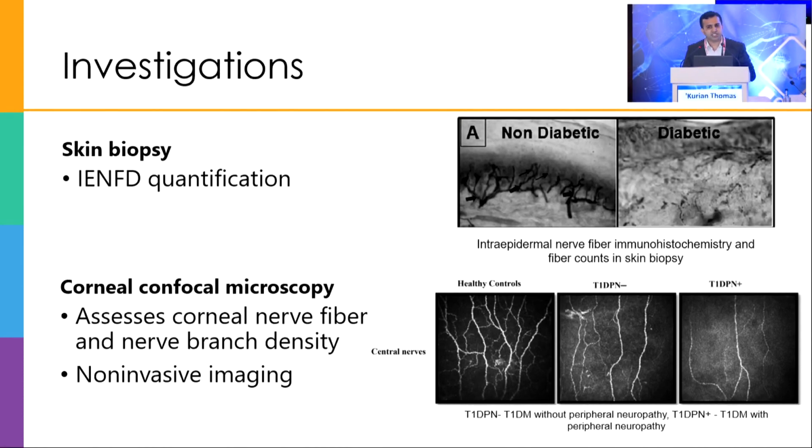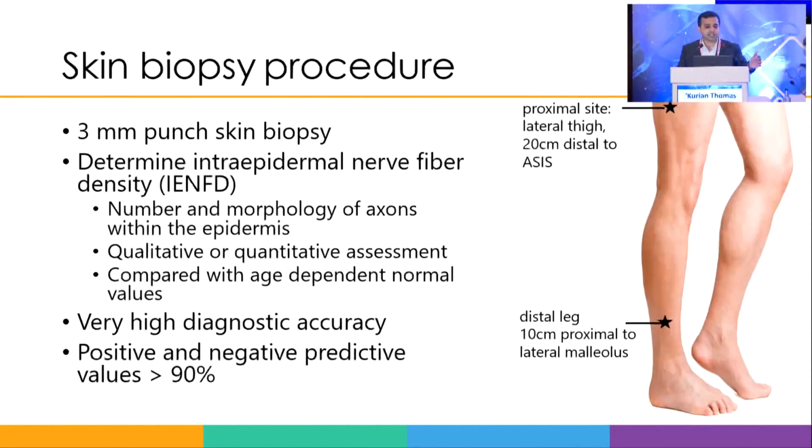There are multiple investigations available, but the standardized investigation is a skin biopsy. You can see here a non-diabetic patient who has a normal intraepidermal nerve fiber density and a diabetic patient in whom there is reduced nerve fiber density. Corneal confocal microscopy is a less invasive investigation, and they have found that the assessment of nerve fiber density closely correlates with the intraepidermal nerve fiber density. So it may be an option to avoid an invasive investigation.